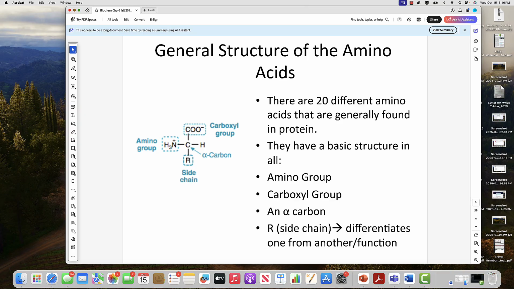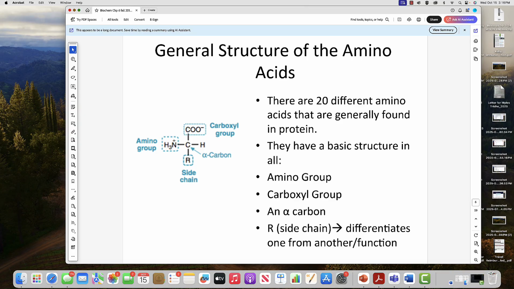Now, all 20 amino acids share the same backbone. That is an amino group, a carboxyl group, a central alpha carbon, and an R group or side chain. It is the R group that gives each amino acid its own personality, its own unique identity, and that determines whether it's charged, polar, hydrophobic, hydrophilic. So that R group really gives each amino acid its own unique characteristic that really helps determine how it is used within a protein.